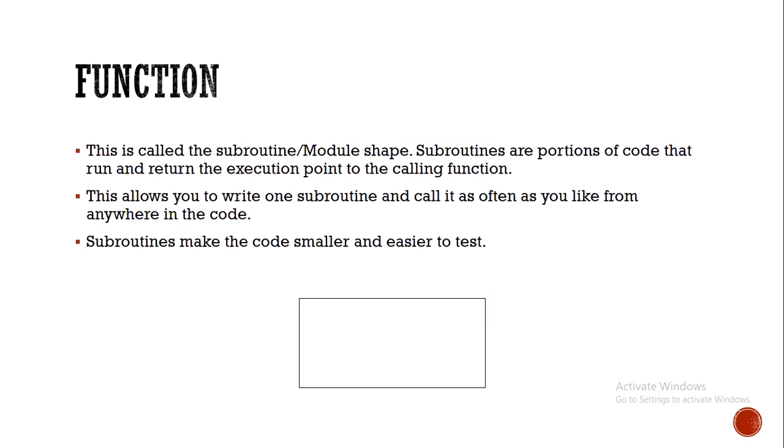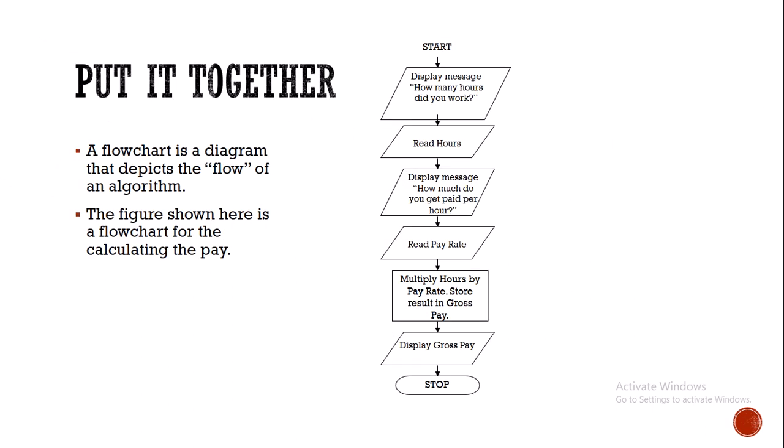Subroutines are portions of code that run and return the execution point to the calling function. This allows you to write one subroutine and call it as often as you like from anywhere in the code. Subroutines make the code smaller and easier to test. This increases reusability in our program.